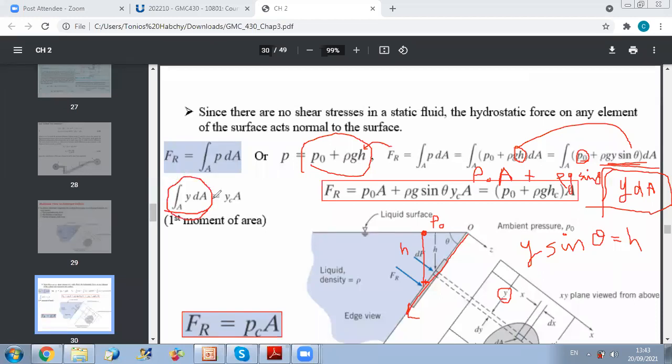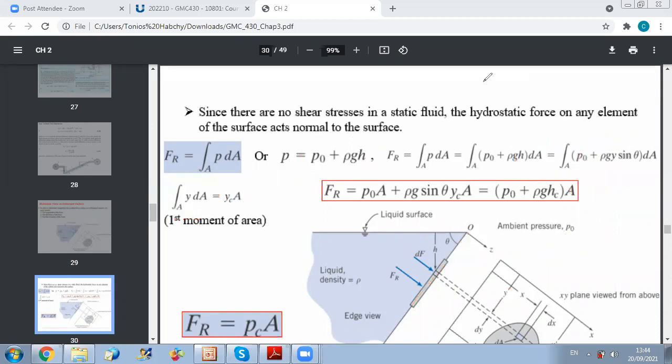So I can replace the first moment of area by the y at centroid times the total area. And now this is my final result for the resultant force. If I take the area into factor, it's P0 plus rho g hc times A, okay? Now, this term physically, we said that it represents what? This term represents the pressure at the centroid.